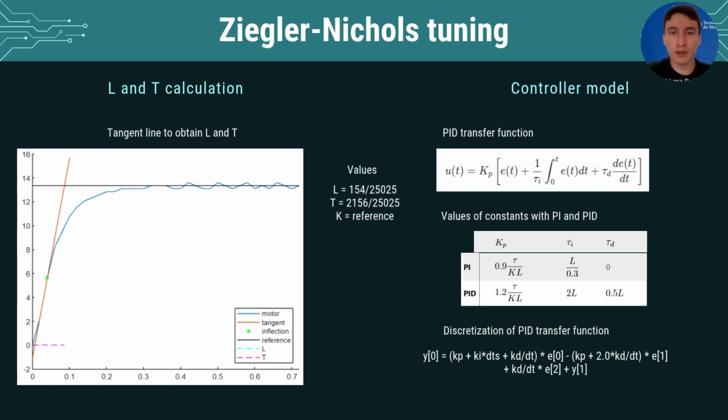We use the Ziegler-Nichols method to obtain the constants of the controller function using the tangent line method, which gives us the values needed for the calculations from the table. Then we can go to the code, declare the constants, and calculate the output with the discrete PID function.